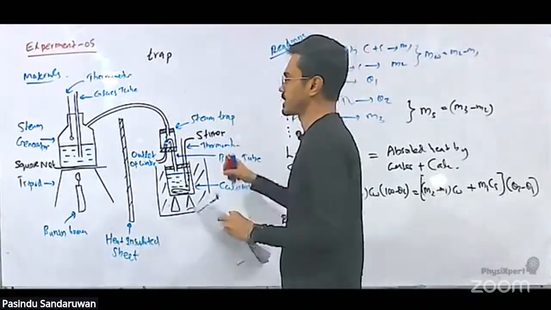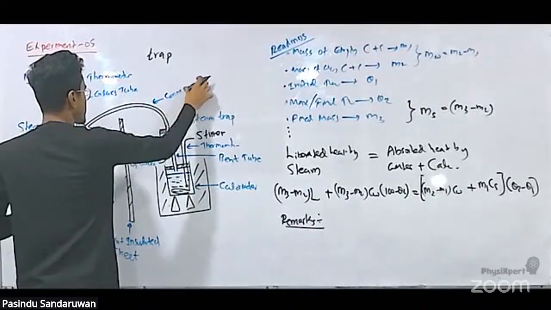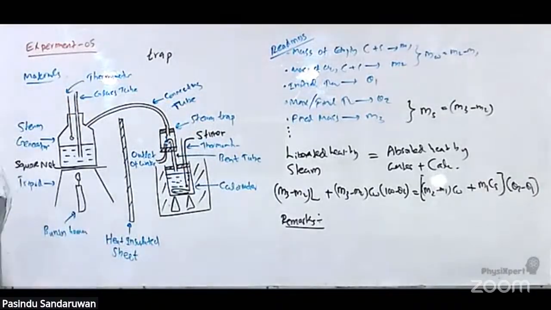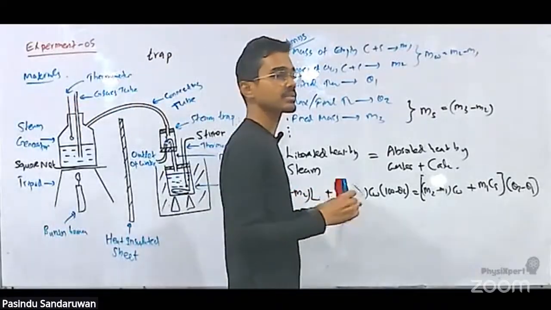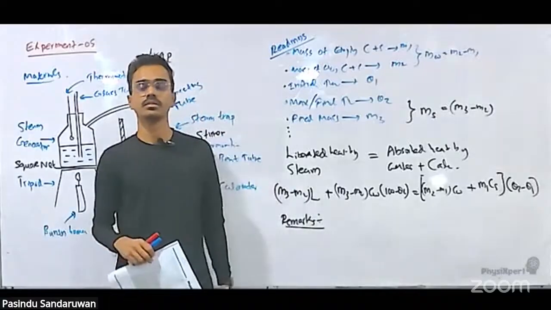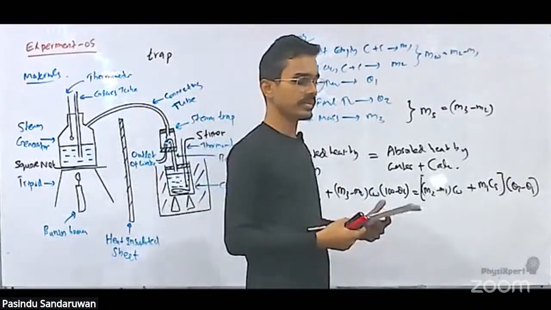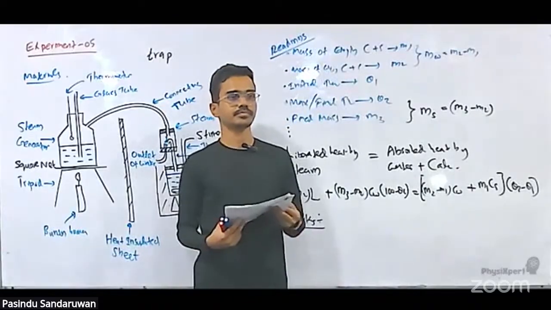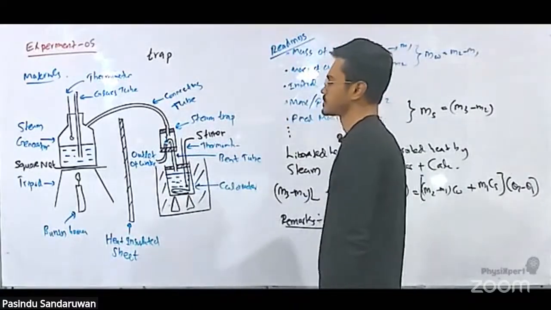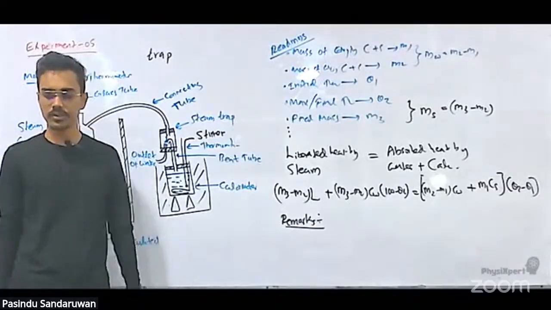A shorter connecting tube should be used to minimize condensing of steam before adding to the calorimeter.